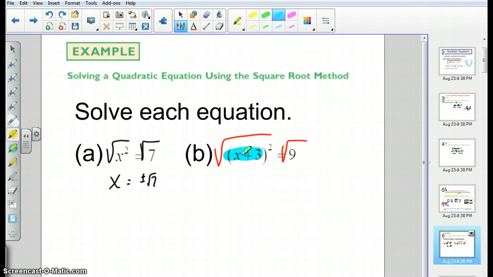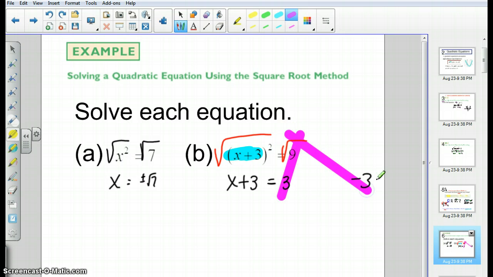x plus 3. So we're going to write down x plus 3 is equal to, and the square root of 9 is 3, or it's also negative 3. So there's 2 solutions here. So you have to remember, the square root of 9 could be the 3, or it could be the negative 3. So I'm going to write this down twice.